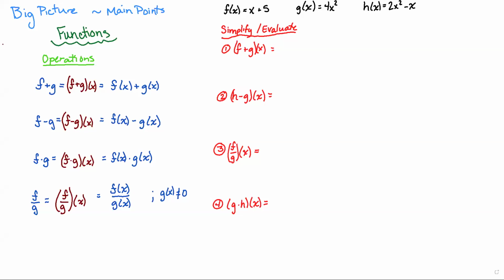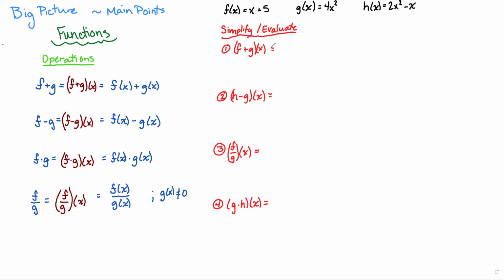Okay, so we've got some functions now. f of x is x plus 5, g of x is 4x squared, h of x is 2x squared minus x. And we're going to simplify or evaluate. They could say it either way with problems. I'm going to do f plus g of x, and then h minus g of x, and f divided by g of x, and g times h of x. So we're going to look at each one separately.